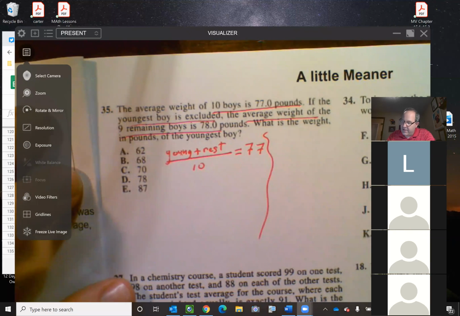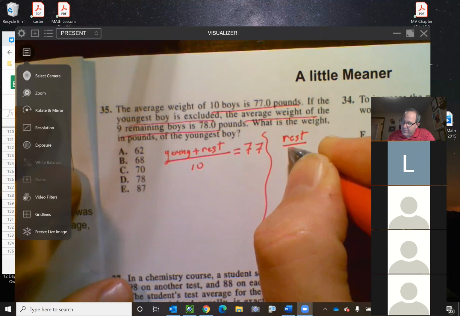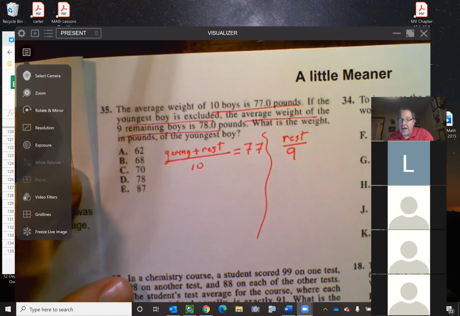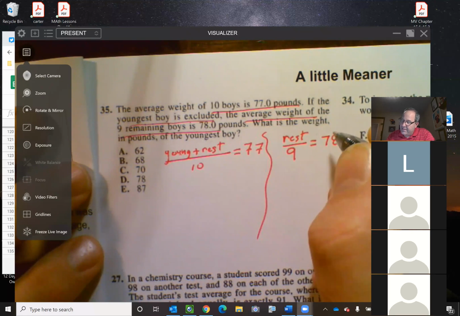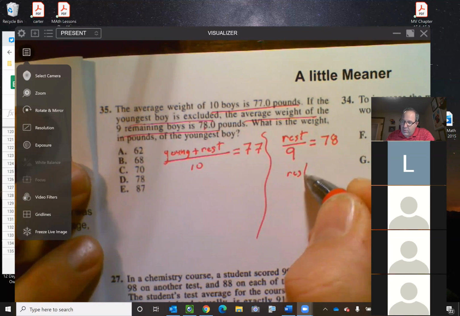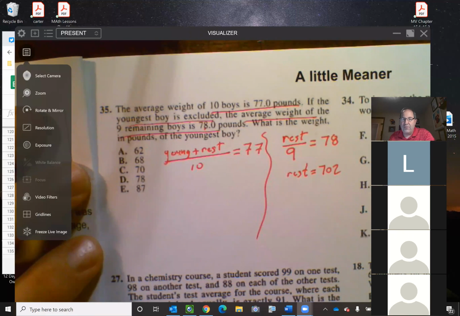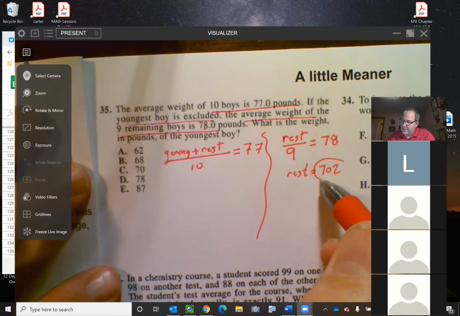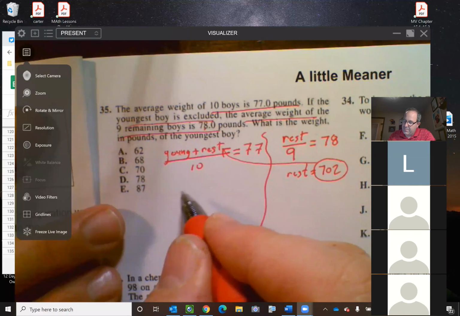So I'm going to think about it as if I took the rest of the boys and found their average, in other words, we divide by 9, right? Because we're not using the youngest person. We know that mean is 78. That's what they tell us right here. Well, that means that the rest of the boys together must weigh 702 pounds. Well, I can take that 702 pounds and use it for the rest of the boys.